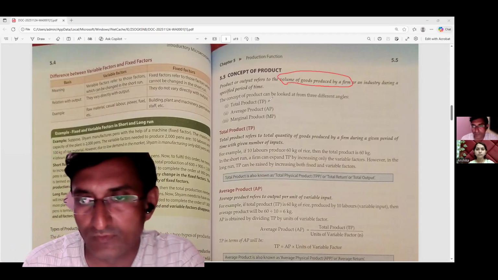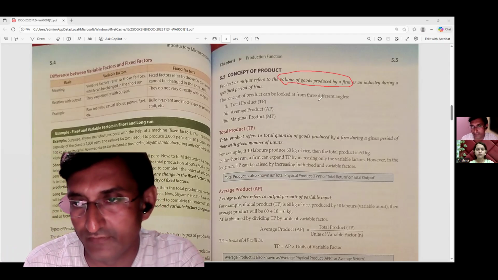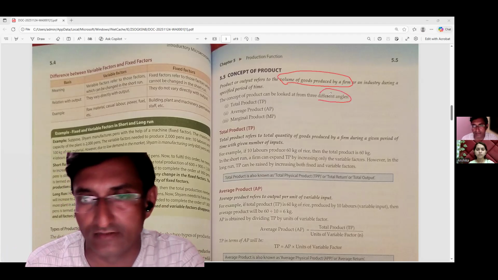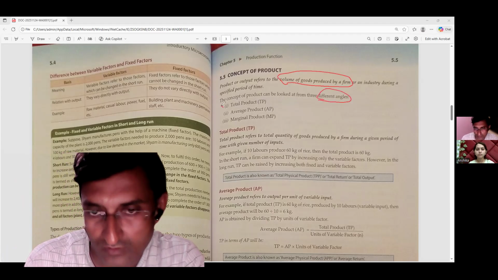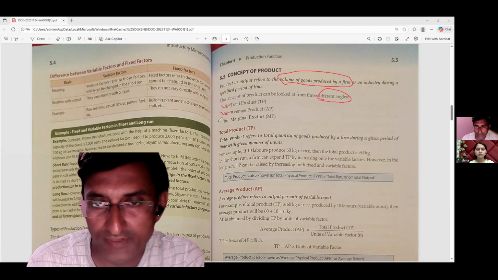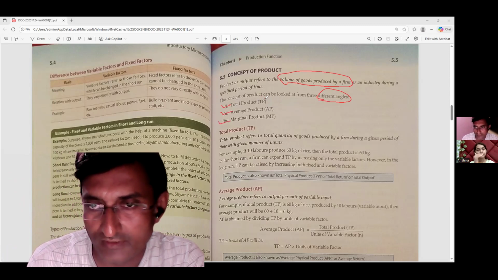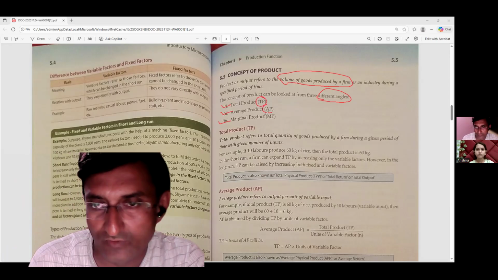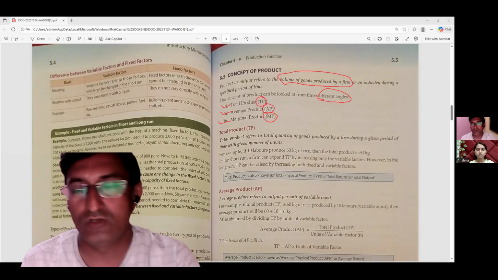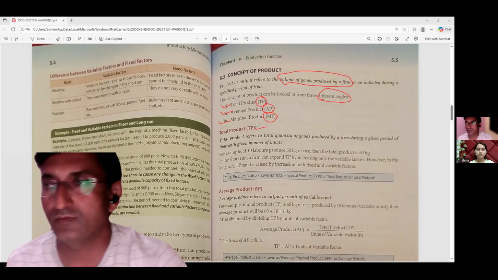So the concept of product can be looked at from three different angles or stages. First of all, total product, average product, and marginal product. So what is the meaning of TP? What is the meaning of AP? What is the meaning of MP? We'll study one by one. First of all, we are going to start with the TP, that is called total product.